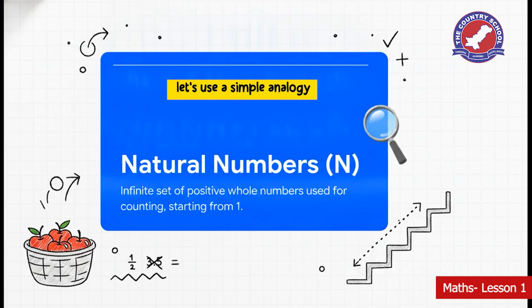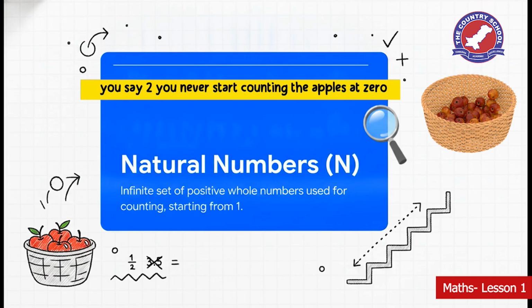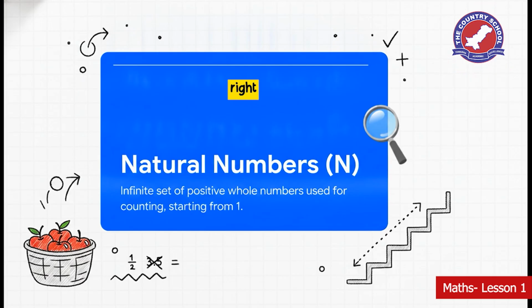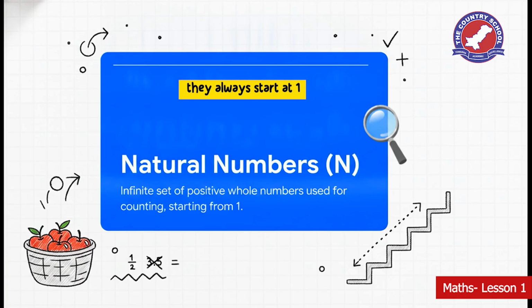Let's use a simple analogy. Think of looking into a basket of apples. If there's an apple in the basket, you say 1. If there's another, you say 2. You never start counting the apples at 0, right? And you wouldn't count a whole apple as 3.5 or a half. Natural numbers are always positive. They always start at 1, and they strictly do not contain fractions or decimals of any kind.